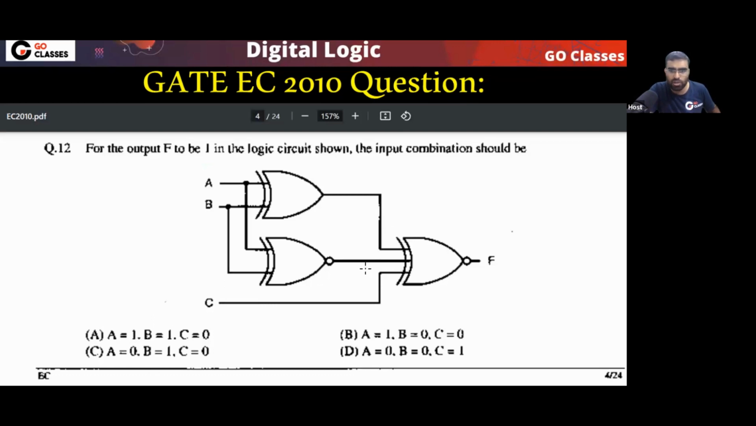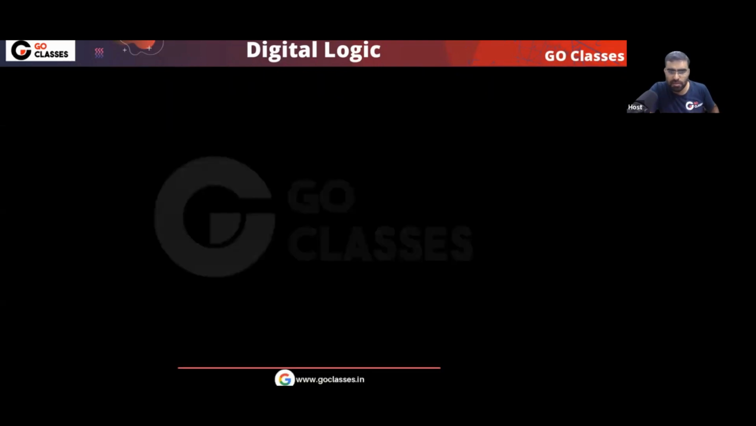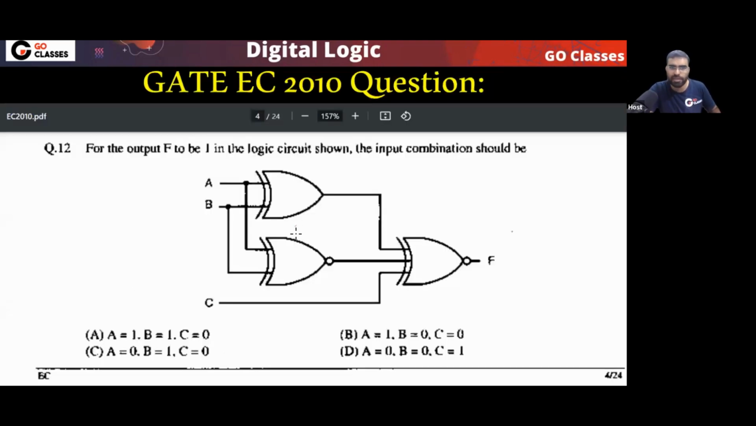Now you can easily notice one thing. Can you notice these two inputs, they are complement of each other? Yes or no? Very simple way to solve this question. Let's solve this question. If I call it X, can I call the other X complement? They are complement of each other. Agree with me? Please tell me.